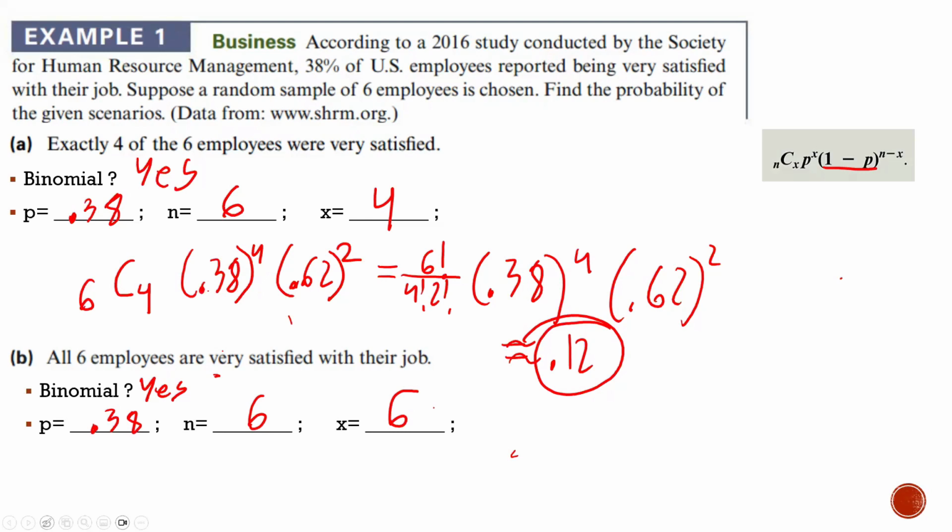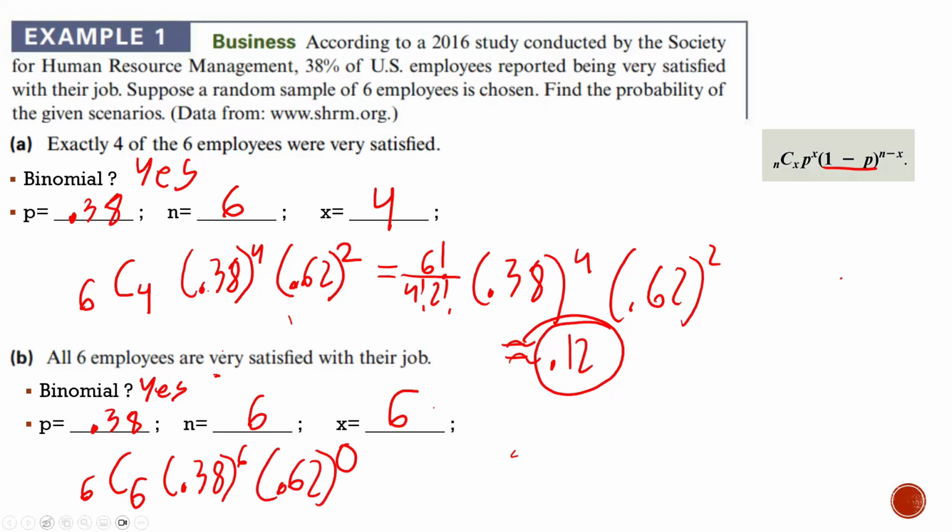Correct, absolutely. So now using this formula, it would be 6 choose 6, and this is a little weird. You wouldn't actually necessarily need it. This reduces pretty easily. What's the exponent of 0.62 going to be? 0. Any number to the 0 is 1. Notice this number would equal 0 otherwise.